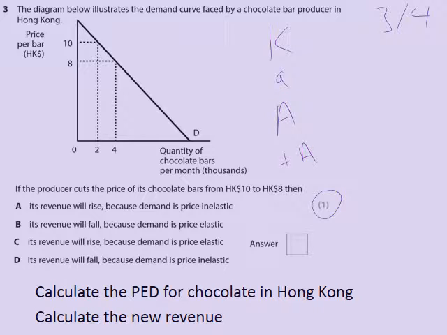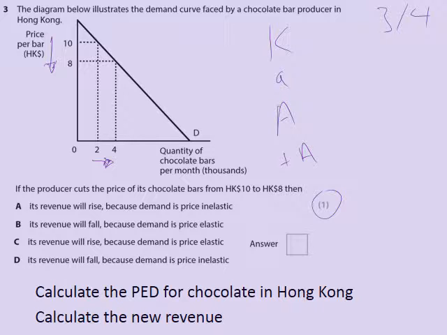Question: the diagram below illustrates the demand curve faced by a chocolate bar producer in Hong Kong. You've got a change in terms of a fall in price on this axis from 10 Hong Kong dollars to 8 Hong Kong dollars. You've got an increase in quantity from 2,000 to 4,000, and then the multiple choice question, which will relate to that. You've also got a calculate question, the PED for chocolate in Hong Kong, and also calculate the new revenue.